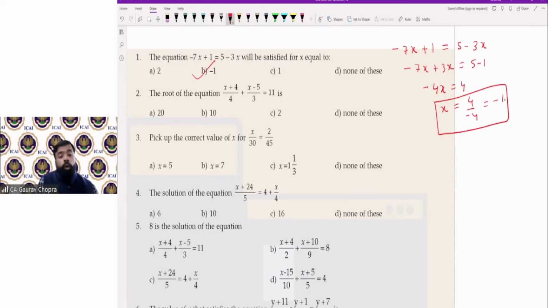If we put option number A, that is 20, in question number 2, then what will happen? 20 plus 4 upon 4 plus 20 minus 5 upon 3. How much are we getting? 24 by 4 is 6 and 15 by 3 is 5. So we are getting 11 and 11 is verified from here. Hence it is proved that option number A is correct. So by using this method, we can easily get our result.